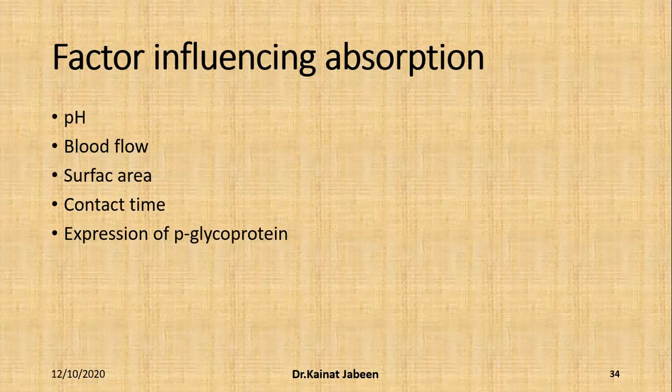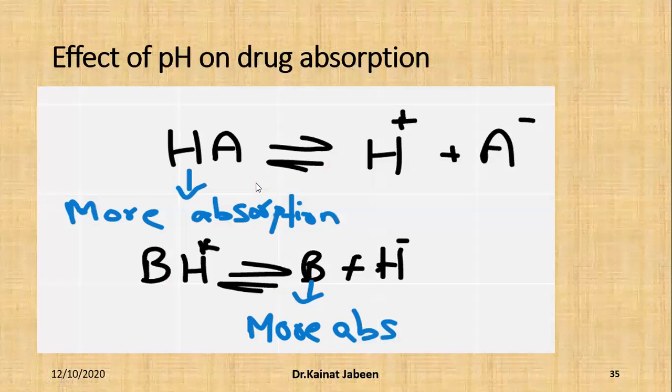The first factor is pH. The second is blood flow. The third is surface area. The fourth is contact time. And the fifth is expression of P-glycoprotein. We have to study all of them one by one. The first factor is the effect of pH on drug absorption.